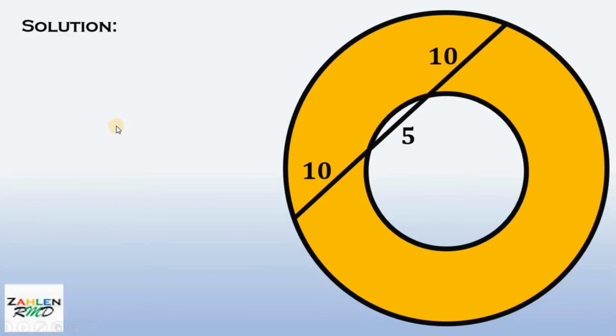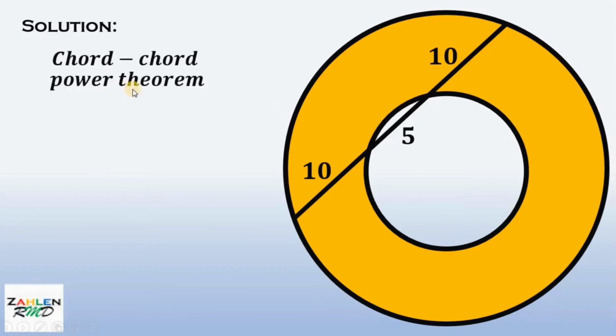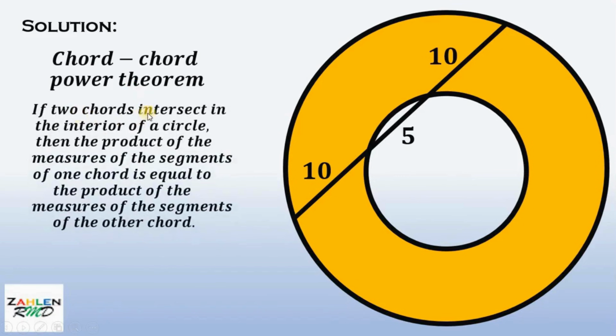To answer this problem, we will use one theorem, which is the chord-chord power theorem. Now, chord-chord power theorem states that if two chords intersect in the interior of the circle, then the product of the measures of the segments of one chord is equal to the product of the measures of the segments of the other chord. Now, here's some figure.